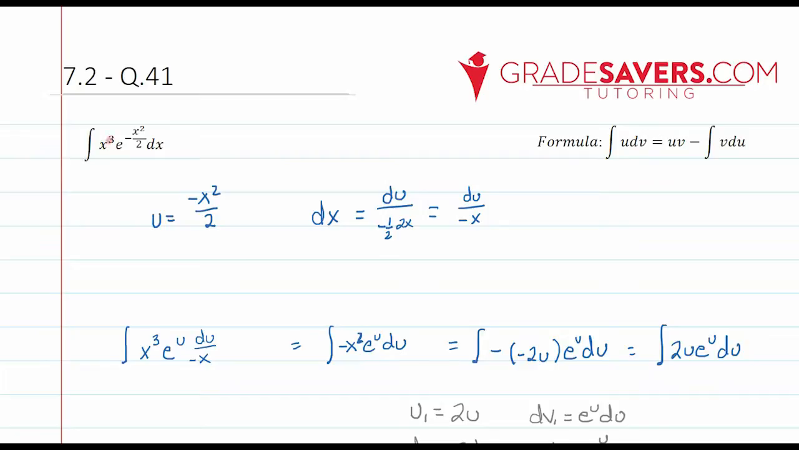Let's begin. The question reads, what is the integral of x cubed times e to the power of negative x squared over 2 dx? And they would like for us to do this question by first making an appropriate u substitution and then using integration by parts.